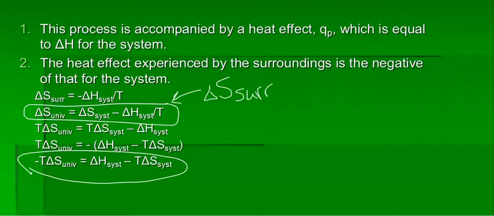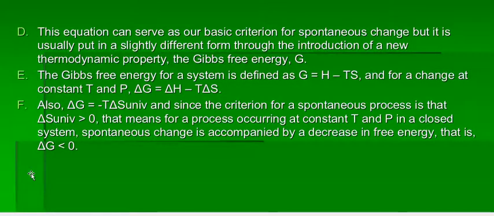Now this equation can serve as our basic criterion for spontaneous change, but we're going to introduce a new thermodynamic property, Gibbs free energy. Gibbs free energy is delta G, which is equal to delta H minus T delta S. So in order to calculate Gibbs free energy, we need to know the enthalpy, delta H, and the entropy, delta S. A spontaneous process will have a delta G value less than 0. So if delta G is negative, it's a spontaneous process.